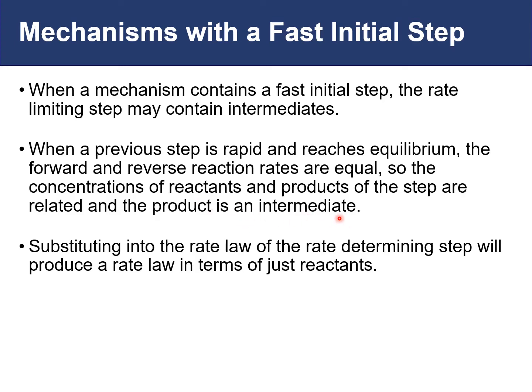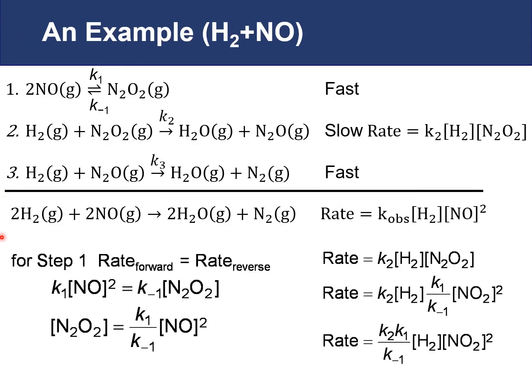We will look at an example on the next slide dealing with just this sort of situation. By substituting into the rate law of the rate determining step, we will be able to produce a rate law in terms of just the reactants. So let's say we're looking at the reaction of hydrogen, H2, with nitrogen oxide, NO, to form water and nitrogen gas. The observed rate expression is third order overall. It is first order with respect to hydrogen and second order with respect to nitrogen oxide.